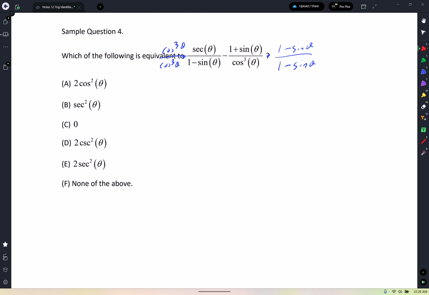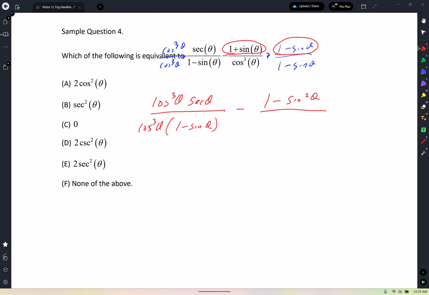When we multiply it, here's what we're going to get. You're going to get cosine cubed theta times secant theta over cosine cubed theta, parenthesis 1 minus sine theta, minus in the top 1 plus sine times 1 minus sine. Do you agree that's the difference of squares? So I'm going to write it like this. 1 minus sine squared theta over cosine cubed theta times 1 minus sine theta.